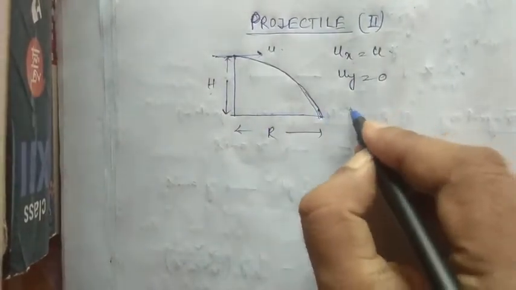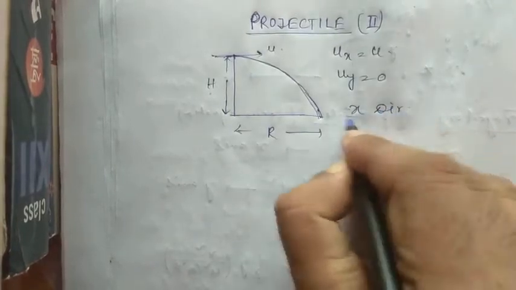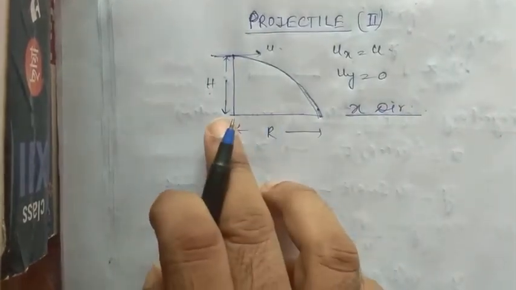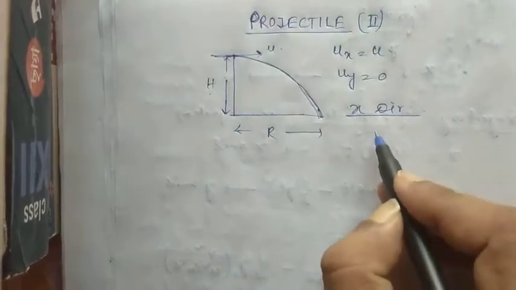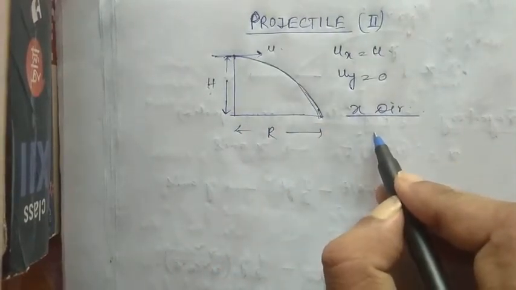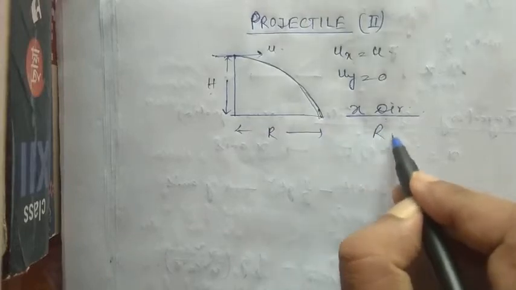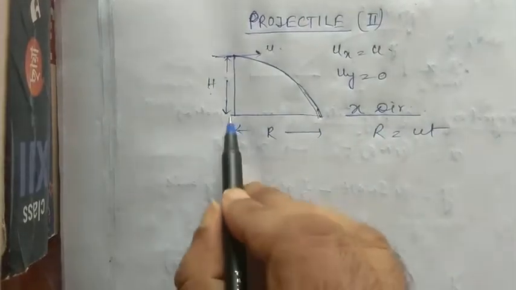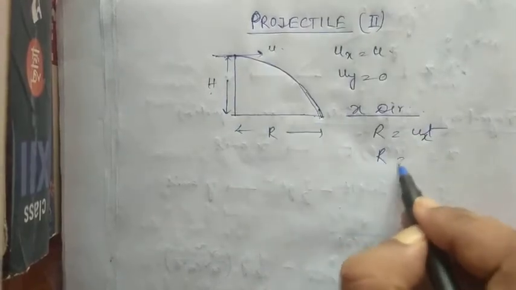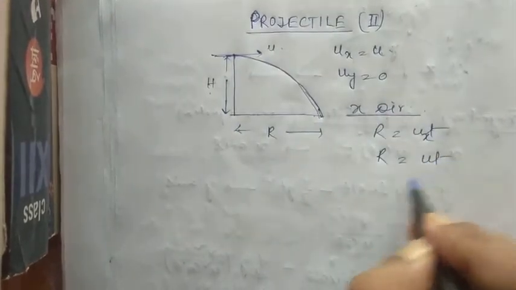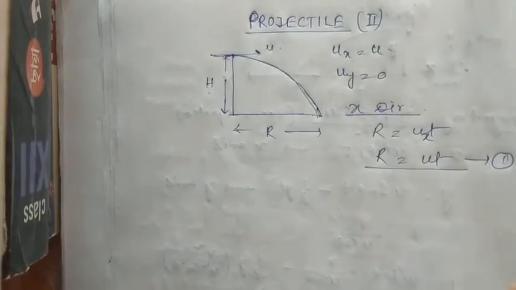So we have to find two equations, one along the x direction. As you all know, in the x direction there is no g acting on the particle, so we can write the equation as r is equal to u into t. So r is the range, or r is equal to ux into t. That means r is u into t. So this equation is number 1.